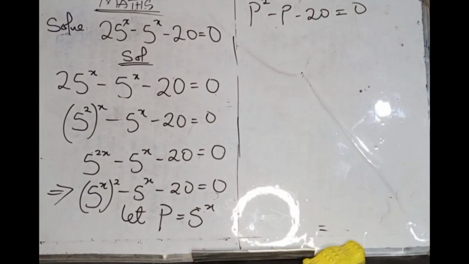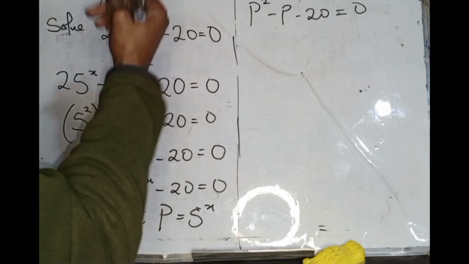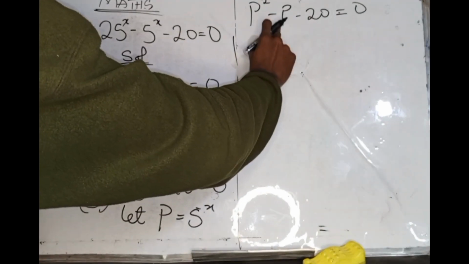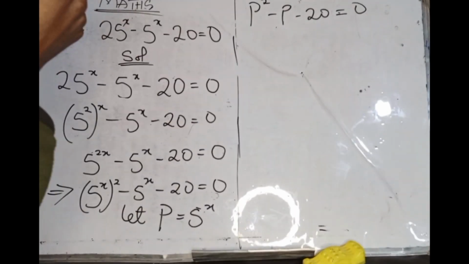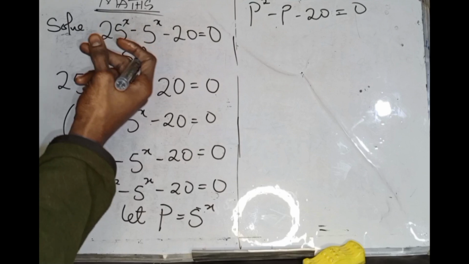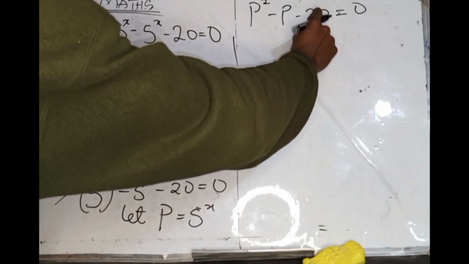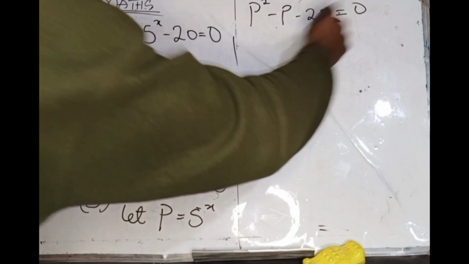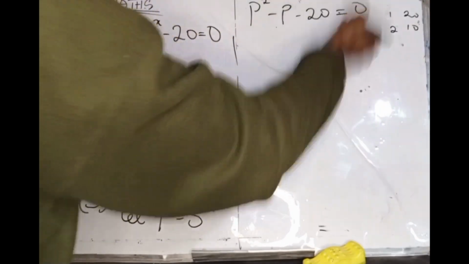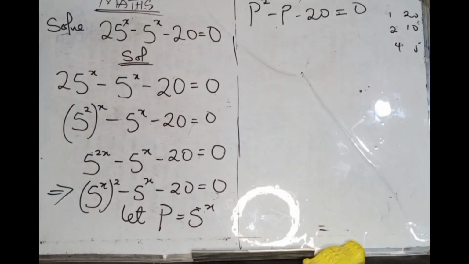Now guys, at this point we factorize. Factorizing from this point, I'm looking for two numbers. If I add them together, I will have minus 1, and if I multiply the same two numbers, I will have minus 20. Now let's consider the factors of the last term here, which is 20. You see, 1 times 20 will give us 20, 2 times 10 will give us 20, 4 times 5 will give us 20. Now, which of this pair of numbers would satisfy this condition, that is minus 1 and minus 20? Now, I think it is this very one here.